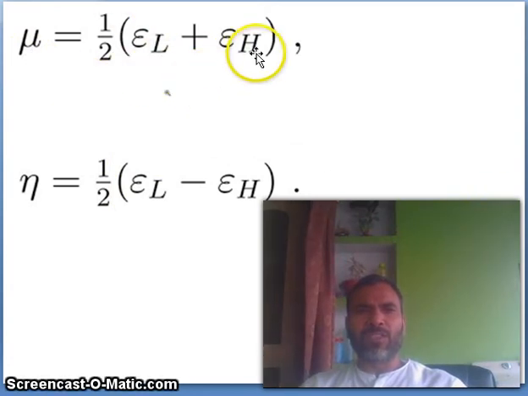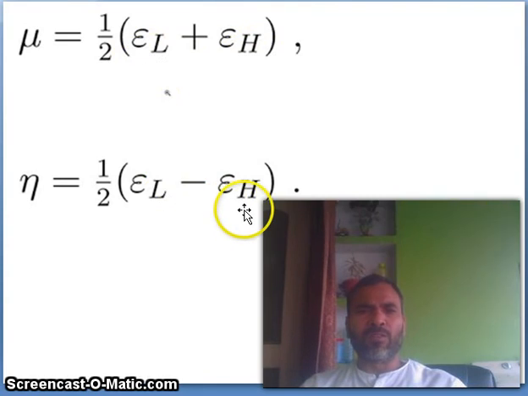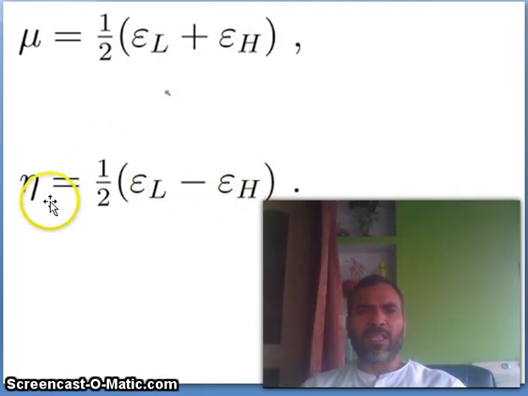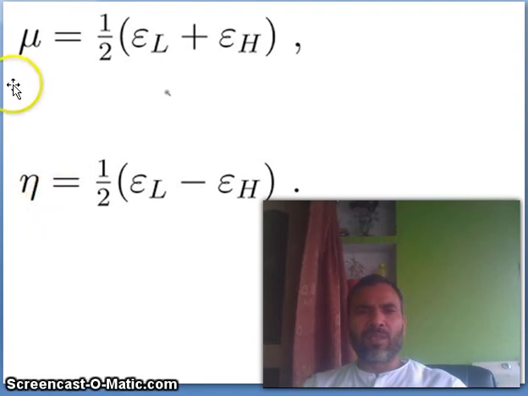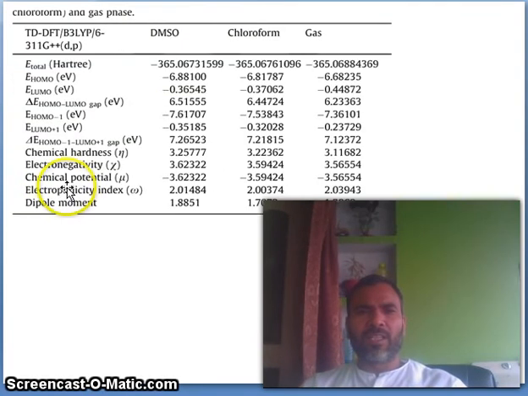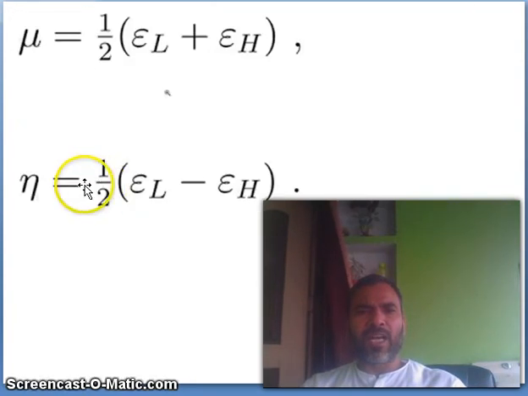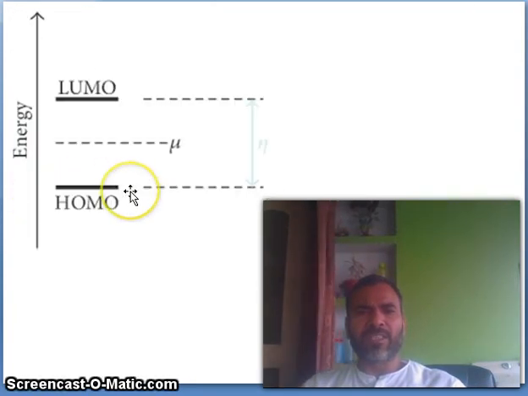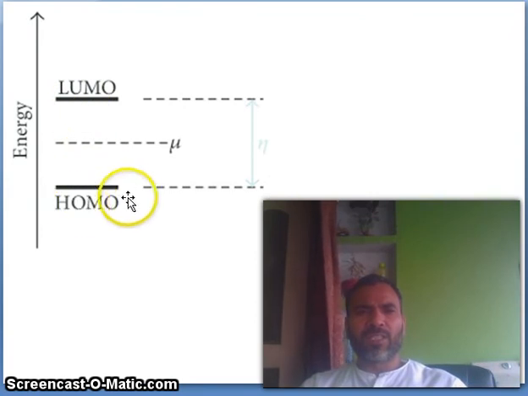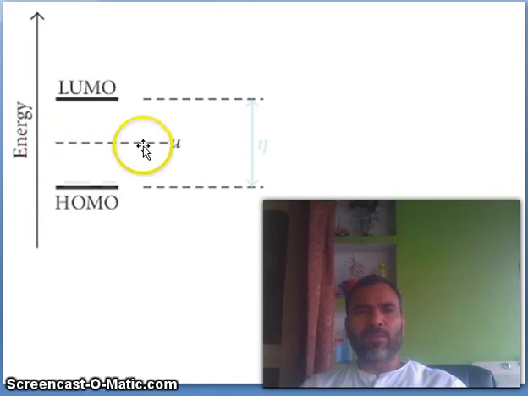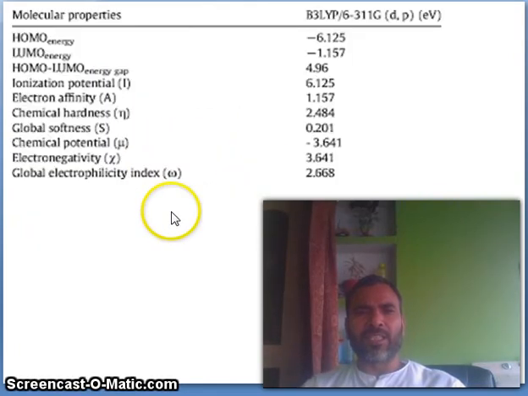This is the LUMO, this is the HOMO. L for LUMO, H for HOMO, and this is the eta. So chemical potential mu and chemical hardness. This is the chemical hardness. So you see, this is the HOMO and this is the LUMO, highest occupied molecular orbital, lowest unoccupied molecular orbital. Mu is here and eta is the energy.